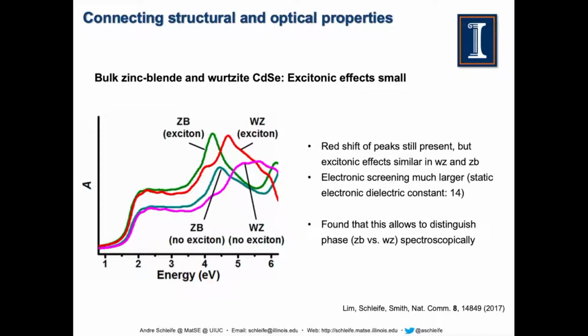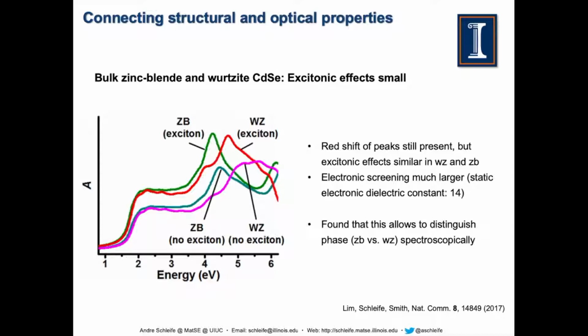But before they can do that, what they need to know is whether the nanocrystals they synthesize in experiment are either zinc blende structure or wurtzite structure. Those are not that different, but they're different crystal structures. And so the question that he had was whether we can distinguish zinc blende and wurtzite optically.